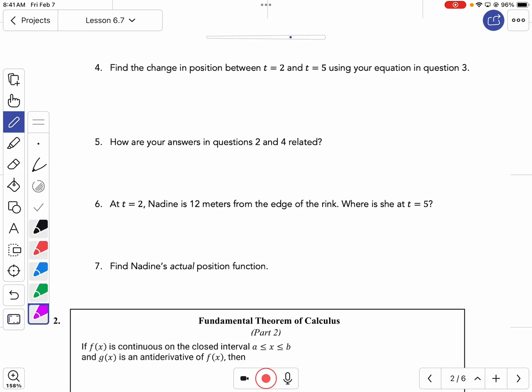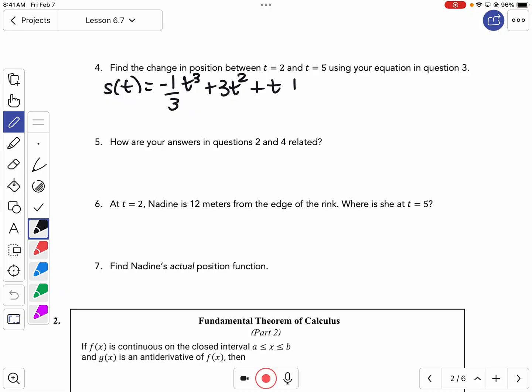So it says to find the change in position between t equals 2 and t equals 5 using your equation in question 3. So take your equation. I had s of t equals -1/3 t cubed plus 3t squared plus t plus 27. We're going to use our calculators, and I want to do s at 5 minus s at 2. So take a second and do that. Use your calculator. We're just plugging in, finding that change in our position.